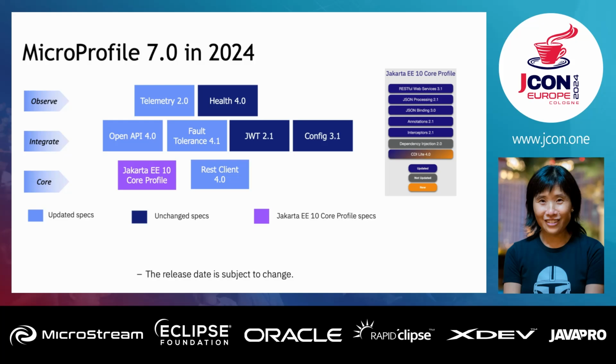Right now we are working on MicroProfile 7. With MicroProfile 7, we are trying to make the Core Profile dependency loosely coupled, so the minimum will be 10. When Jakarta EE 11 comes out, MicroProfile 7 could be able to work with Jakarta EE 11. And then we're going to have new updates on Telemetry, OpenAPI, Fault Tolerance, and REST. So that's the plan.